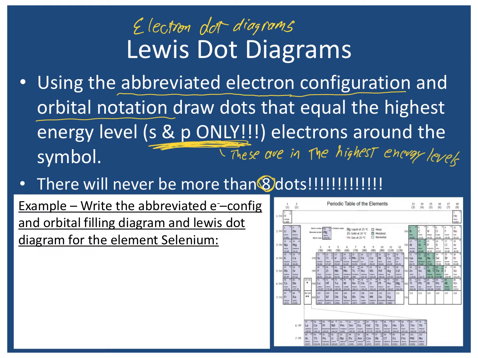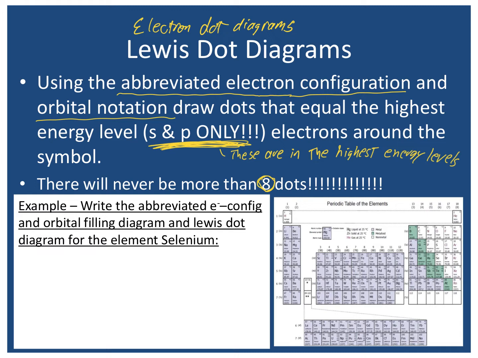And really, it's a pretty easy thing. You can use your periodic table. There's a couple of shortcuts that I will show you in a little bit. But we're going to do the electron configuration, orbital filling, and Lewis dot for the element selenium.